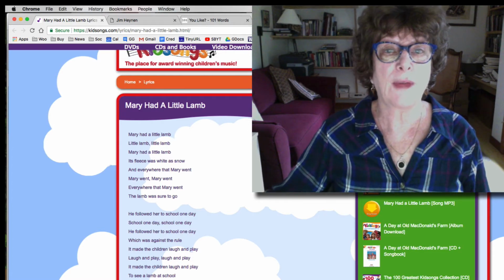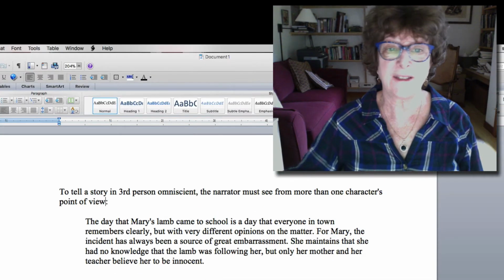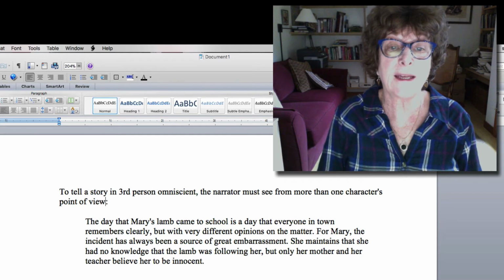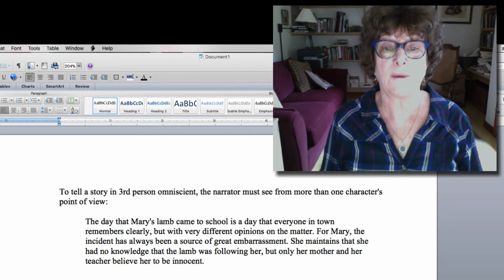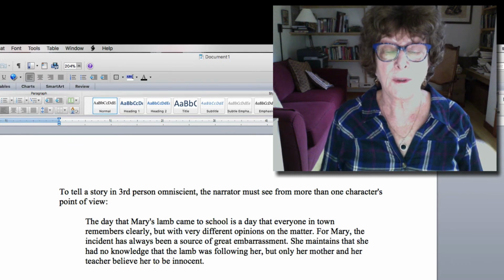So before we do that, I'd like you to see just a little description of how, if you were to take this nursery rhyme and change it into the beginning of a story that will be told by the third person omniscient narrator, it might begin like this.